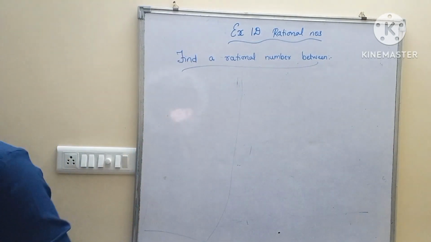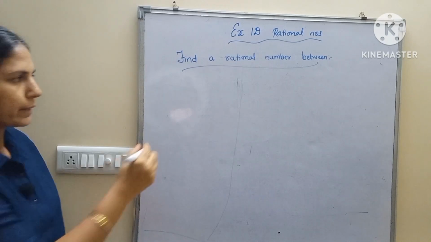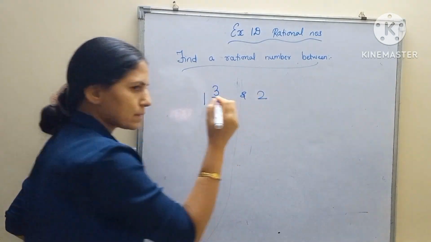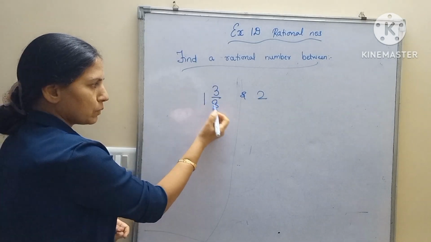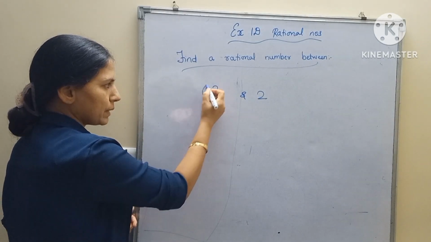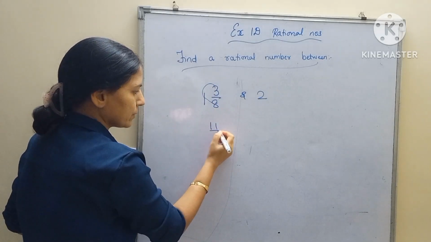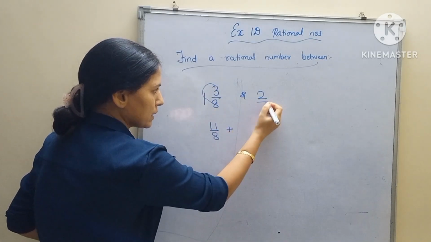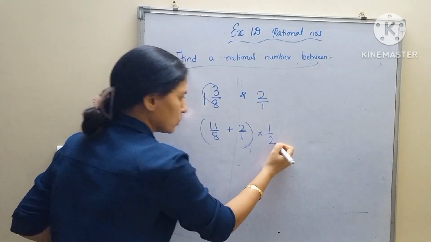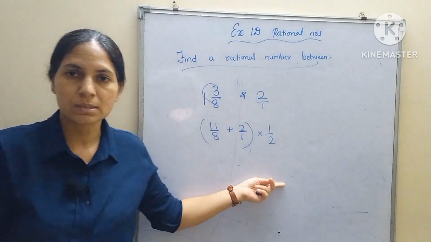Students, it's very easy. Next is 1 3 upon 8 and 2. Just look at the steps. Put this into improper. 8 ones are 8 plus 3, 11. 11 upon 8 plus 2 upon 1 into 1 upon 2. That's it. This is the only step.